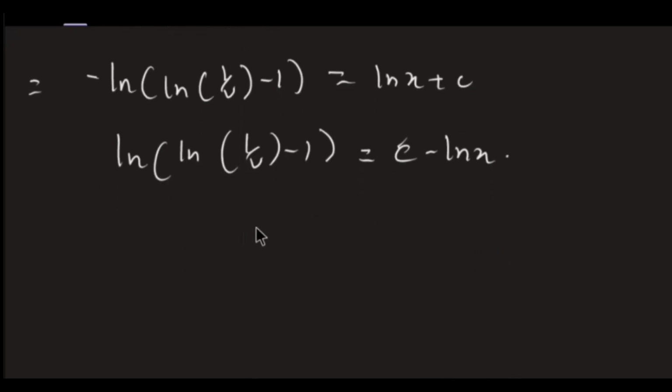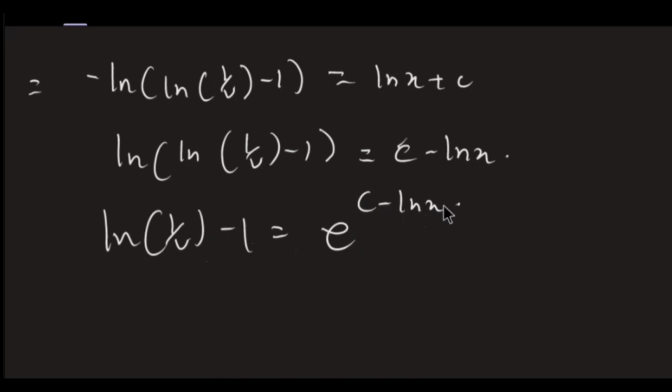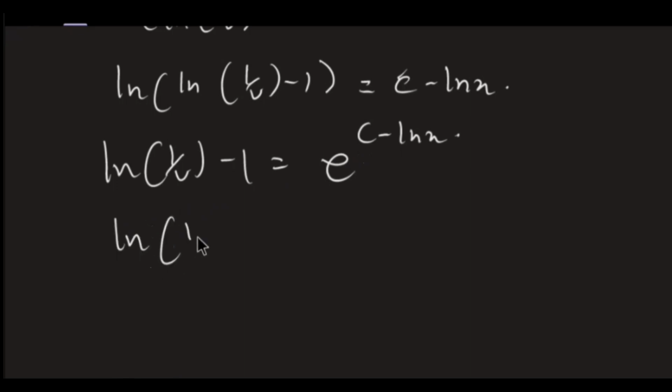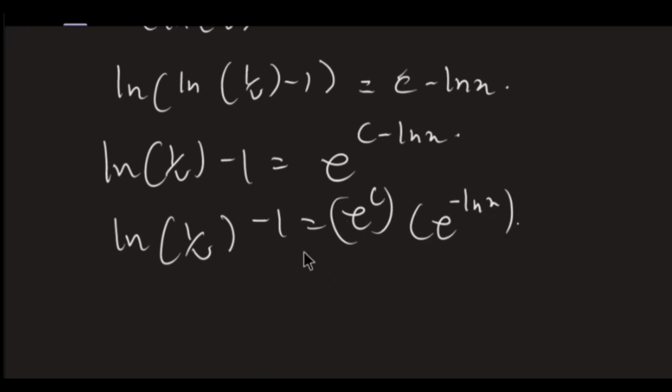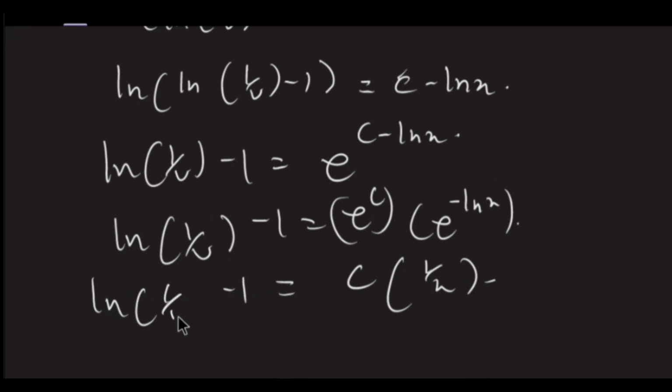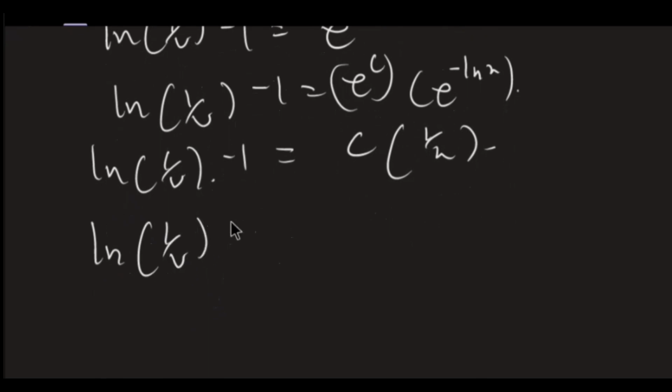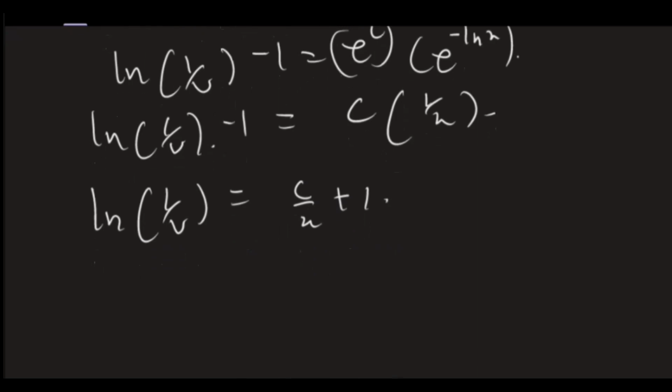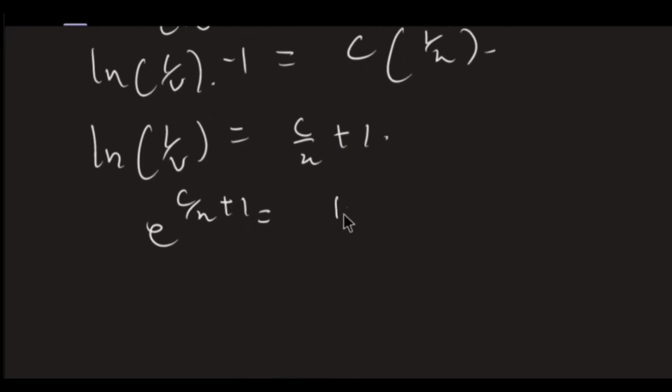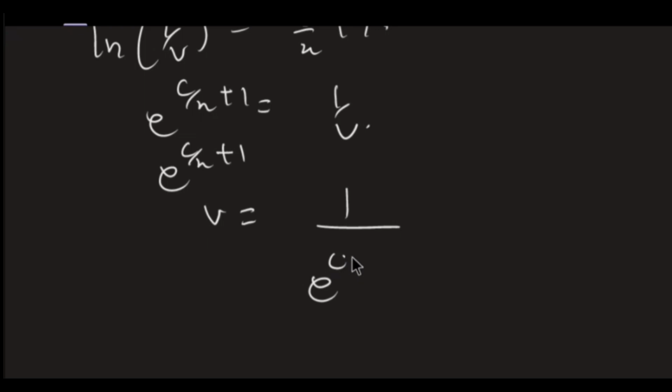And so this is where we are. So I'll just make ln of 1 over v minus 1 to be equal to e to the power c minus ln x. So this becomes ln of 1 over v minus 1 equals e to the power c, e to the power negative ln x. This will give me c over x, equals negative 1 ln of 1 over v. So ln of 1 over v will be equal to c on x plus 1. So as I move on, e to the power c on x plus 1 equals what? 1 over v. Right? So this will be e to the power c on x multiplying e to the power 1. So I'll have v to be equal to 1 over e to the power c over x plus 1.